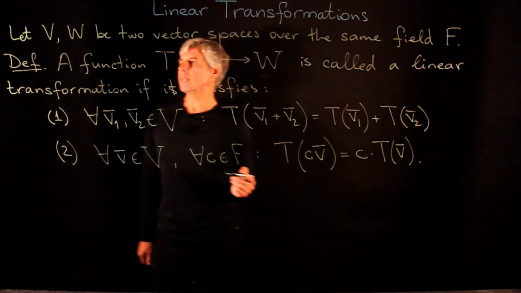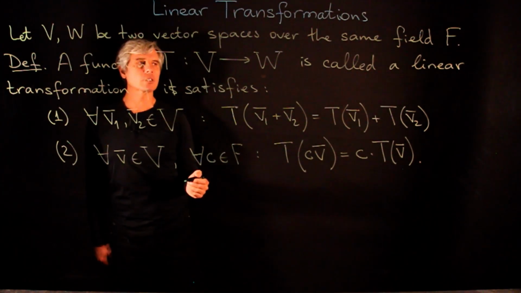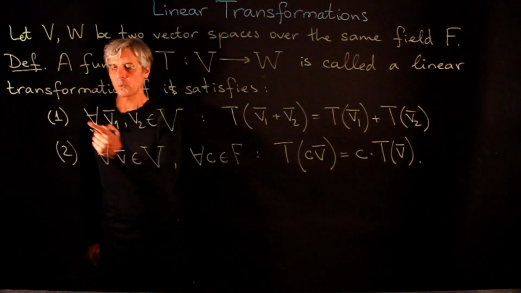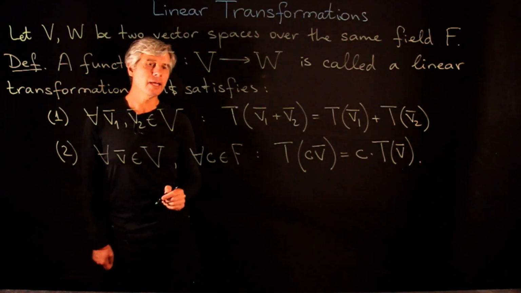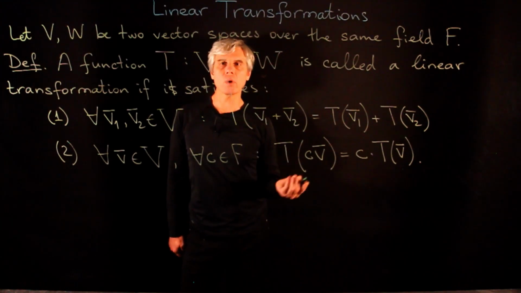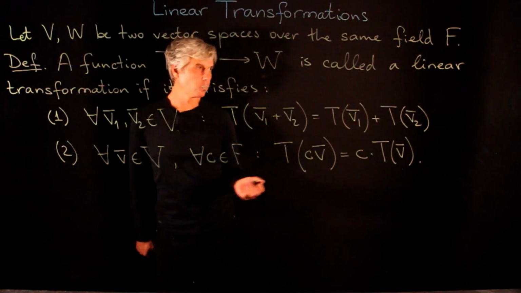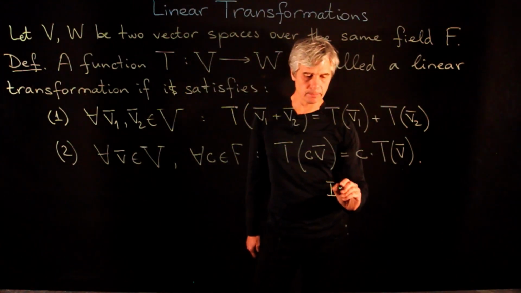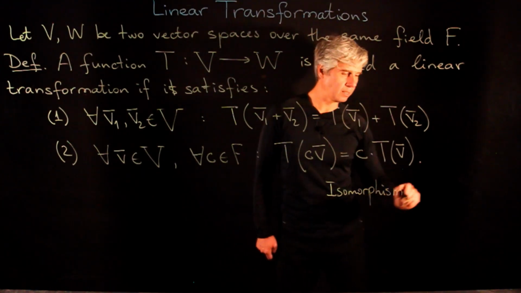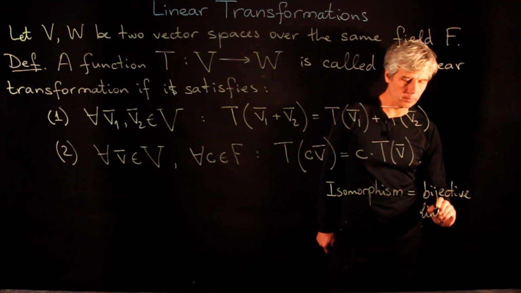Now, what we see here is that there is a close similarity between the definition of a linear transformation and the definition of an isomorphism. So we have the same two properties, 1 and 2, and the only difference is that for isomorphisms, we have one more additional requirement, that an isomorphism has to be bijective. So we can say that an isomorphism is nothing but a bijective linear transformation.